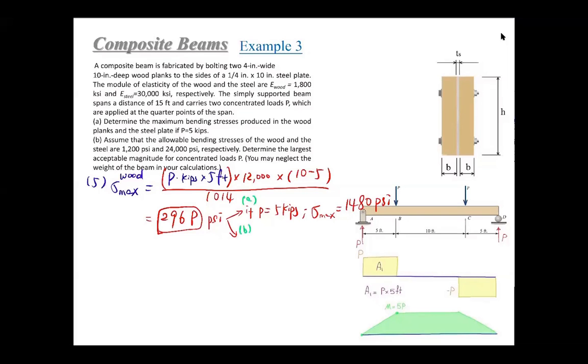And step B. If the allowable stress in wood is 1,200 psi, then P has to be smaller than 1,200 over this value, 296. So this will be 4.05 kips.